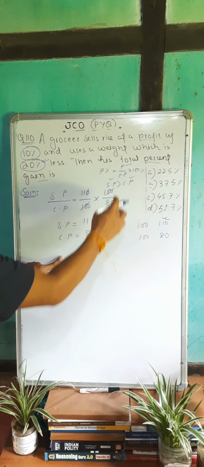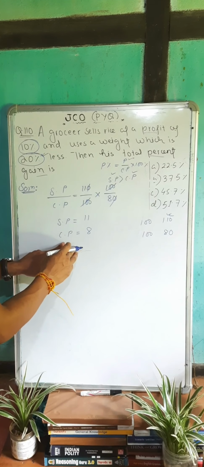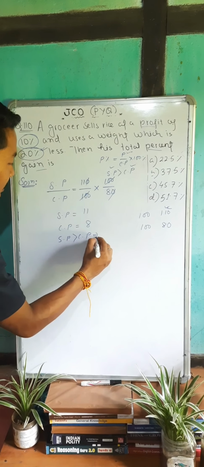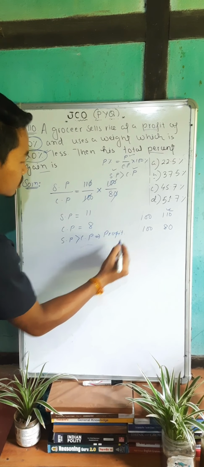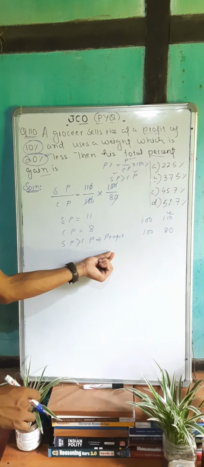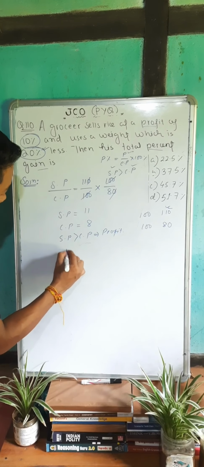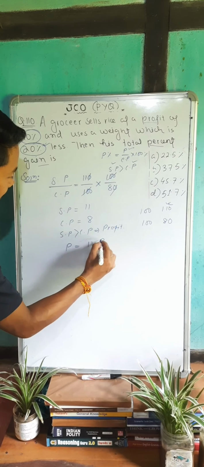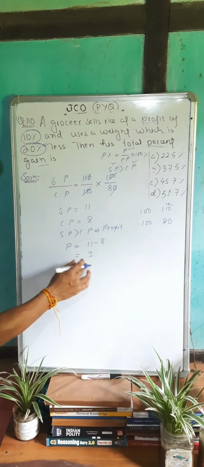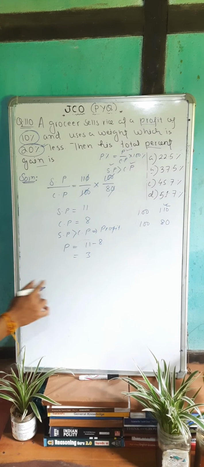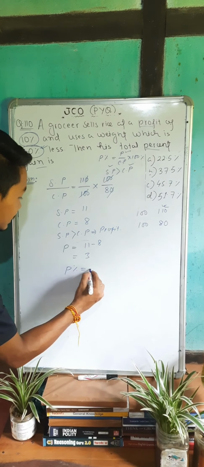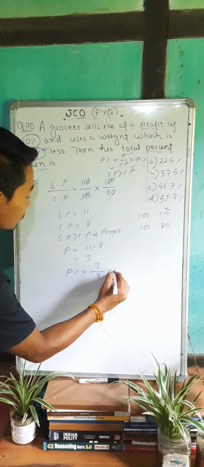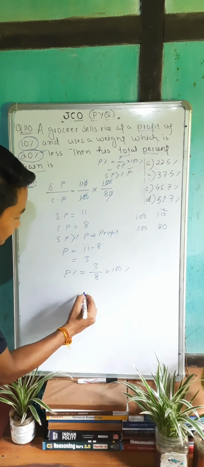Now we can see that selling price is greater than cost price, so obviously there is a profit. Selling price is greater than cost price, so there is what? Profit. So we need to find profit percentage. In order to find profit percentage, we need to know what is the profit. Profit will give us SP minus cost price, which is 11 minus 8 gives us 3 rupees is the profit. Now what is the profit percentage? That means gain percentage. Profit by CP. CP is 8 into 100 percentage.